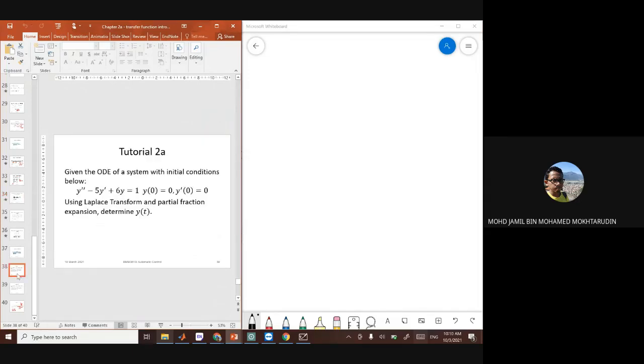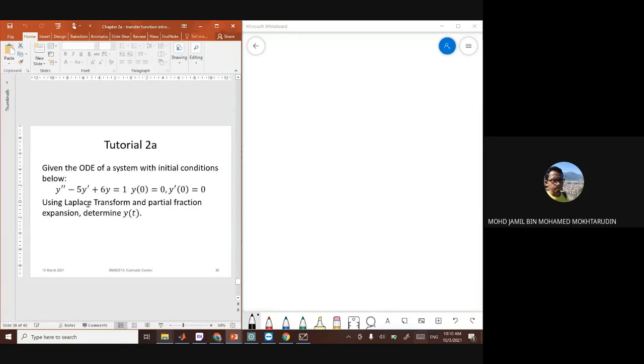Okay, so we will discuss tutorial 2A. In this tutorial, given the ODE of a system with initial conditions below, y double prime minus 5y prime plus 6y equals 1. The initial conditions are 0. So using Laplace transform and partial fraction expansion, determine y(t). First step you need to do is use Laplace transform to convert the differential equation into an algebraic equation.